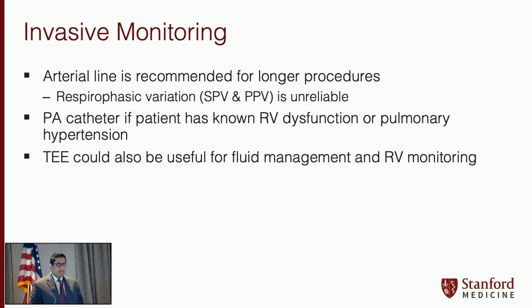Invasive monitoring, as we discussed: an arterial line is generally recommended for longer procedures, but notably respirophasic monitoring such as systolic pressure variation and pulse pressure variation are generally unreliable in these patients. A PA catheter is reasonable to place if the patient has known RV dysfunction or pulmonary hypertension. A TEE, if you're comfortable and able to use that, can also be helpful for fluid management and RV monitoring.